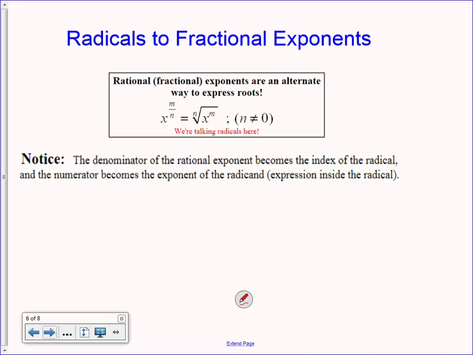Okay, now we've talked about this in class already, but just as a reminder, we can convert fractional exponents to radicals. So remember, if you have x to the m over n power, that converts to the nth root of x to the m power. So notice that the denominator of the rational exponent becomes the index of the radical, meaning the root, and the numerator becomes the exponent of the radicand, which is the expression inside the radical.